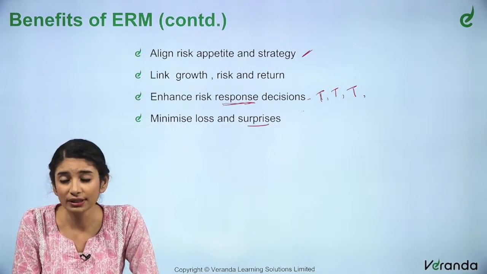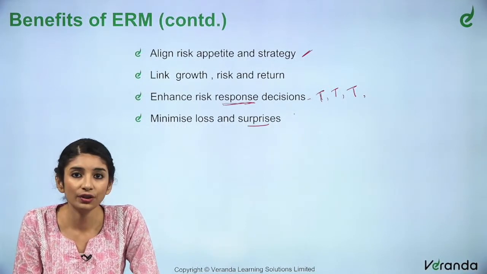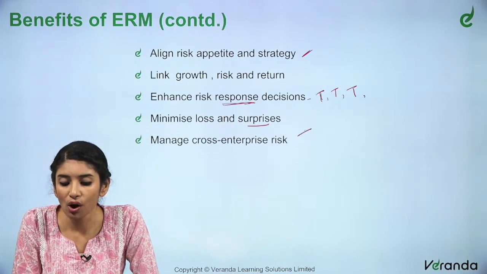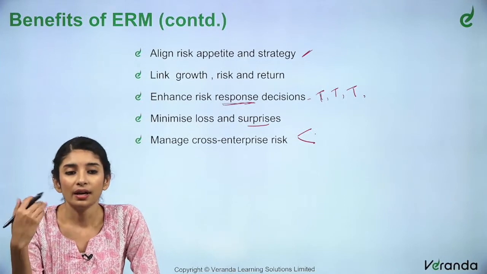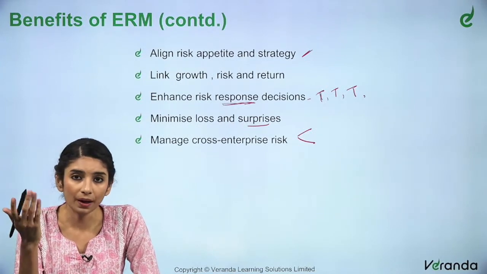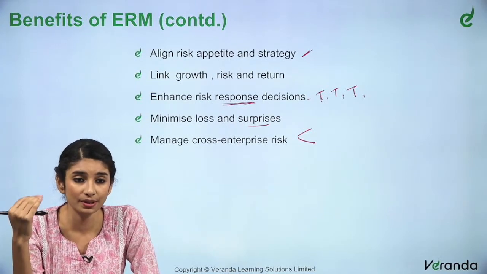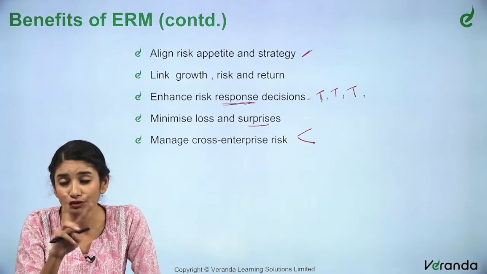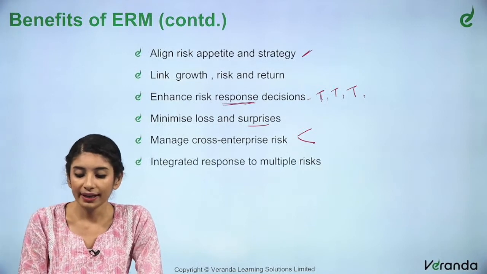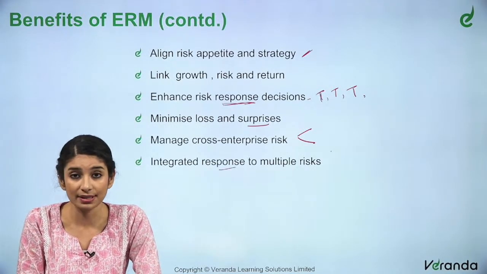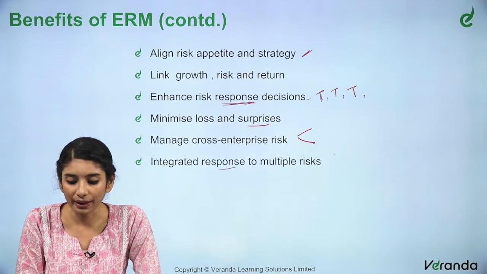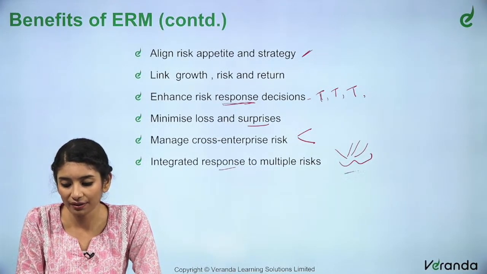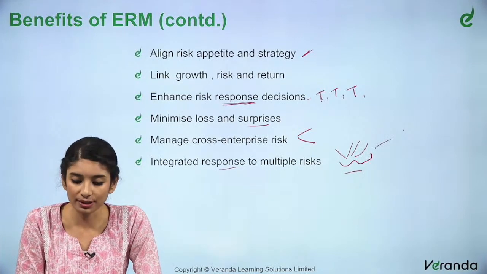By having controls, I can minimize the different types of threats that can occur in the entity. Manage cross-enterprise risk. Sometimes a risk that happens in the finance department may also affect the sales department. So, I have to manage the cross-enterprise risk. Integrated response to multiple risks: all risks coming together, have some controls that can provide one response and eliminate all those risks.